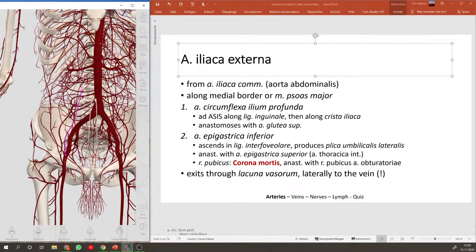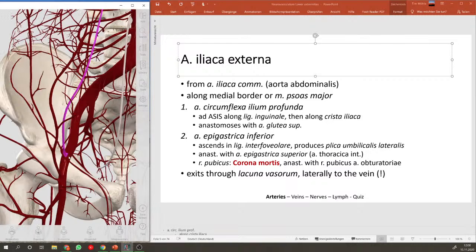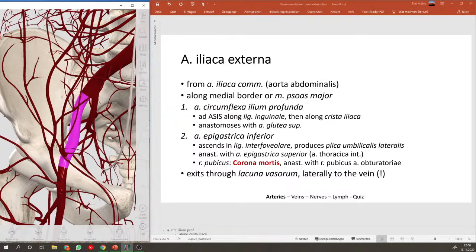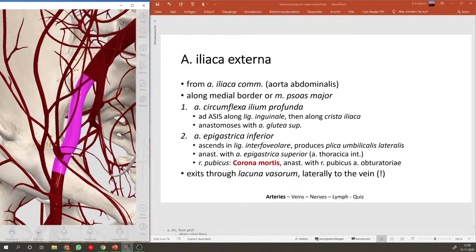Another important thing about the inferior epigastric artery is corona mortis. Corona mortis is a special name for an anastomosis formed between two branches, which is between the pubic branch of this inferior epigastric artery. This is really hard to get the arteries right, I'm sorry.